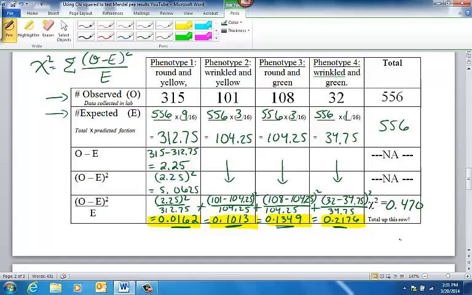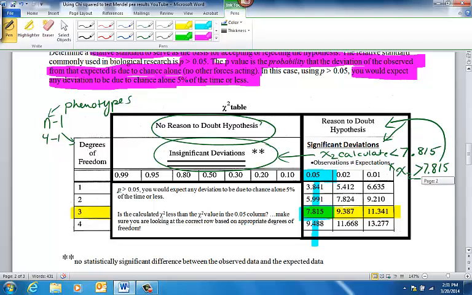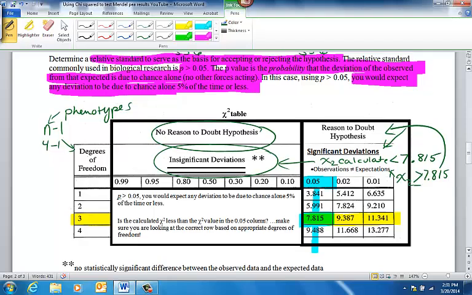What does our chi-squared value mean? We have to go back up to our chi-squared table. Again, we're not going to explain how statisticians derive the chi-squared table. That's for a totally different discussion. We're going to talk about how biologists can use it. So our calculated chi-squared value is 0.470. 0.470 is definitely less than 7.815. Remember again, this spot right here, 3 degrees of freedom, where the p-value is 0.05.